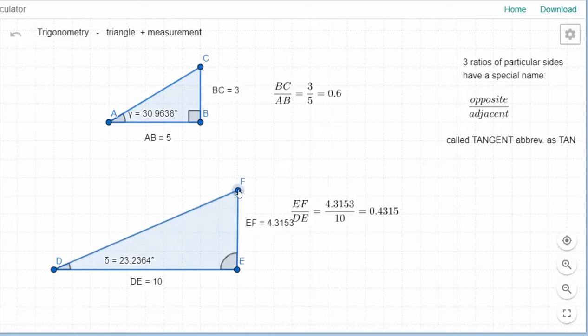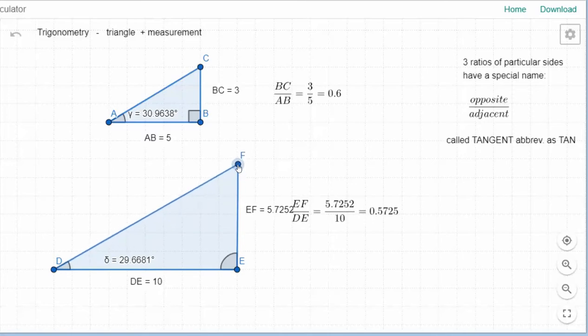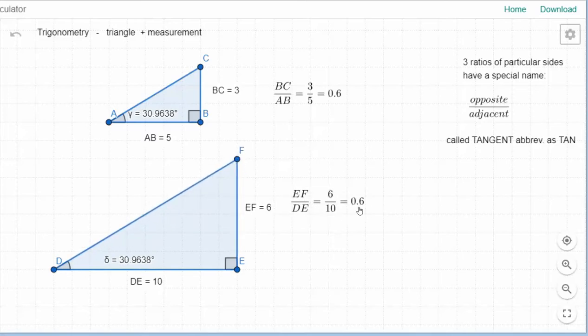Let me expand this side until I get the same ratio as the first triangle. Okay, so this is interesting. This is what trigonometry is all about. Notice now my second triangle actually has the same ratio for the opposite side over the adjacent side. And notice what happens to the angle. The angle is exactly the same.